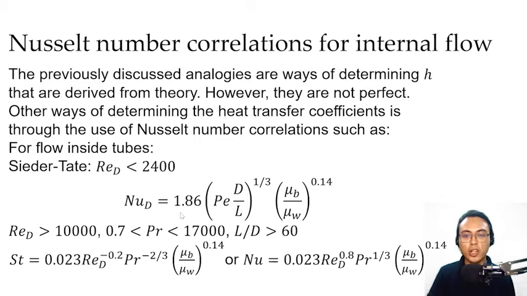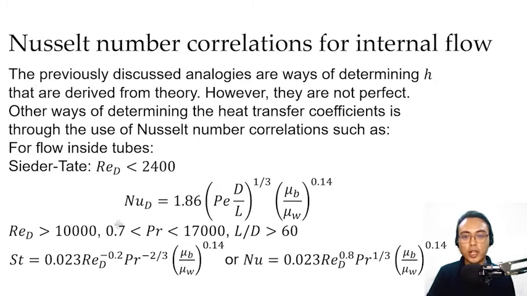Now, you might be wondering, why is there a subscript of D in the Nusselt number? This subscript of D on the Nusselt number means that instead of your Nusselt number equation becoming hL over k, it now becomes hD over k, with the D being the internal diameter of the pipe.